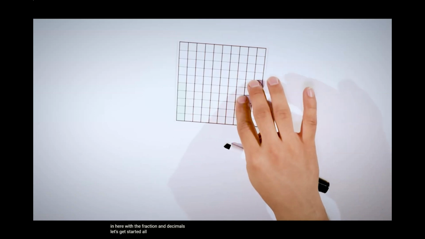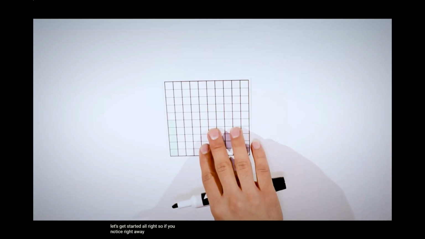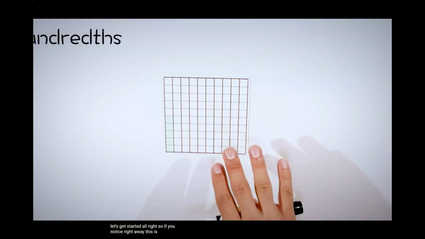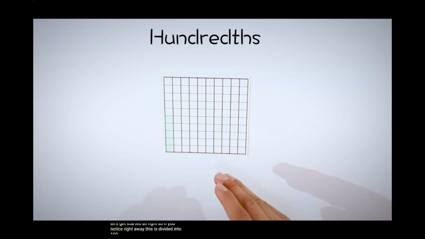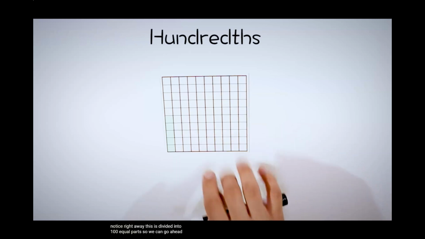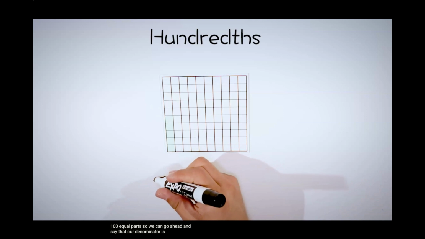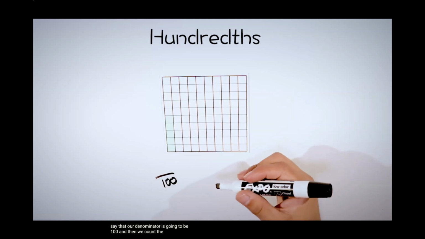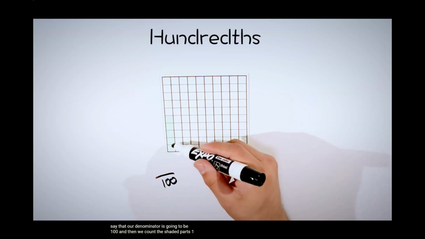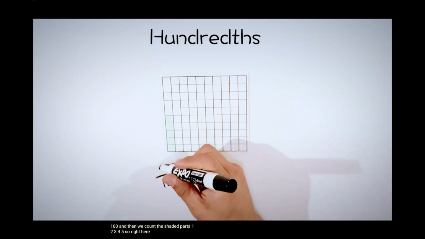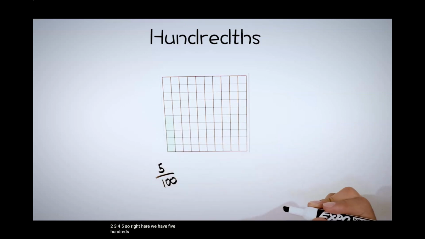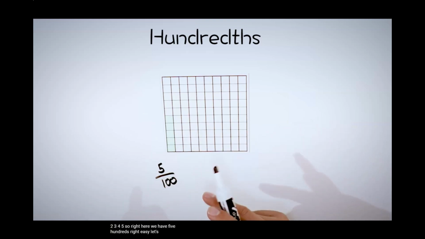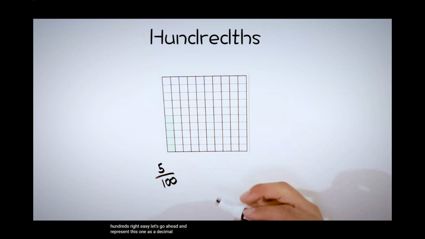So let's get started. If you notice right away, this is divided into 100 equal parts. So we can say that our denominator is going to be 100. Then we count the shaded parts: 1, 2, 3, 4, 5. So right here we have 5 hundredths. Easy. Let's represent this one as a decimal.